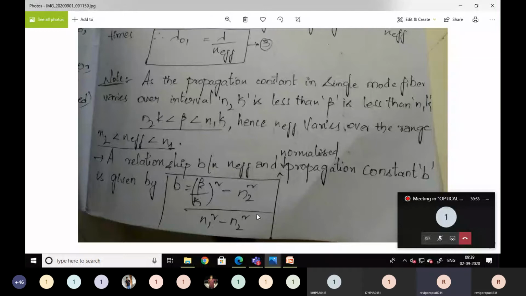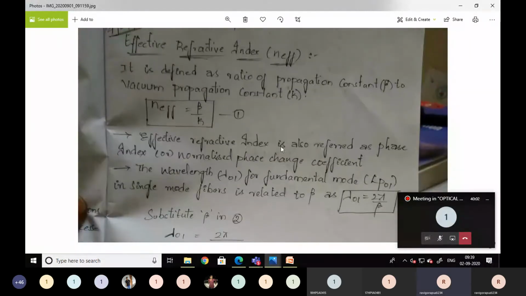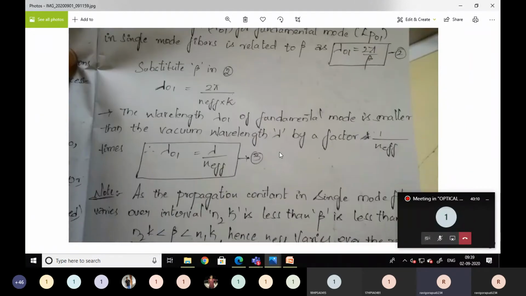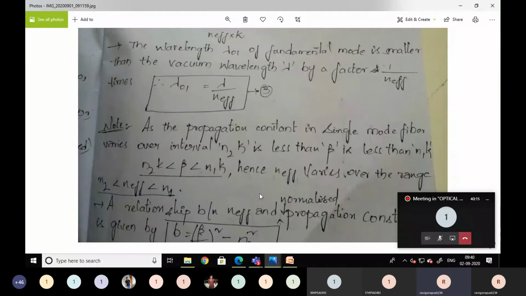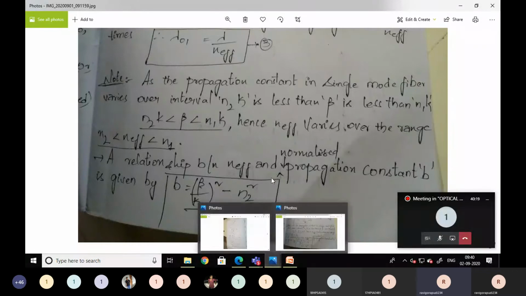This is clear? Yes, sir. Okay. This is effective refractive index, that is beta by k. And that effective refractive index in terms of lambda, in terms of normalized propagation constant, what are the limits we discussed. Now we will see the derivation part here.